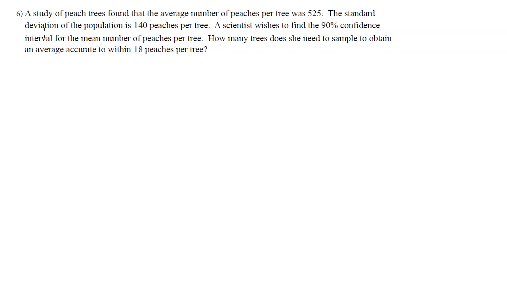Okay, so number 6. A study of peach trees found that the average number of peaches per tree was 525. The standard deviation of the population is 140 peaches per tree. A scientist wishes to find the 90% confidence interval for the mean number of peaches per tree. How many trees does she need to sample to obtain an average accurate to within 18 peaches per tree?